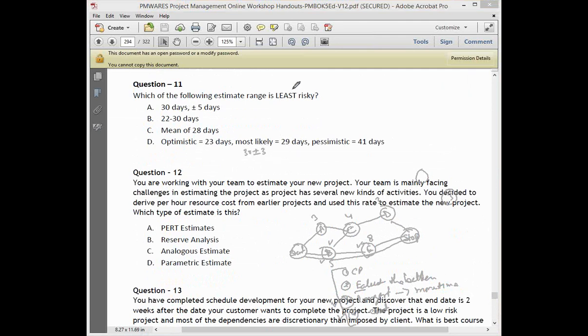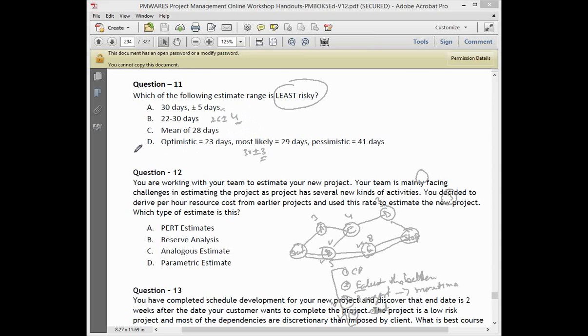The question is least risky. This is 26, we have taken plus minus 4. So here the deviation available is 4. Here deviation available is 3. Here deviation available is 5. Which is the least risky? First, A.